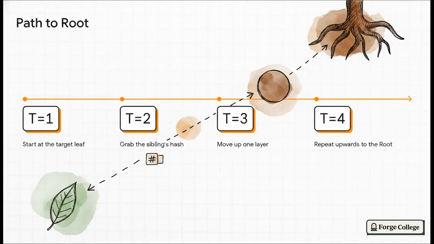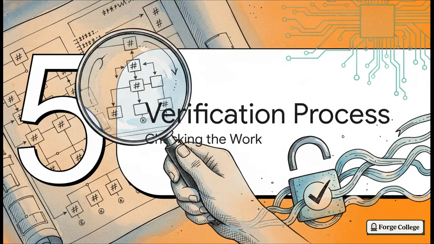Let's visualize how this builds a timeline. To gather your proof pieces, you trace the upward path. First, you start at your target leaf. Next, you grab its sibling's hash. Then you move up one layer to the parent, grab the parent's sibling hash, and you just repeat this sequential climb all the way up to the root. You are essentially collecting cryptographic breadcrumbs that lead directly from your specific piece of data right to the very top of the tree.